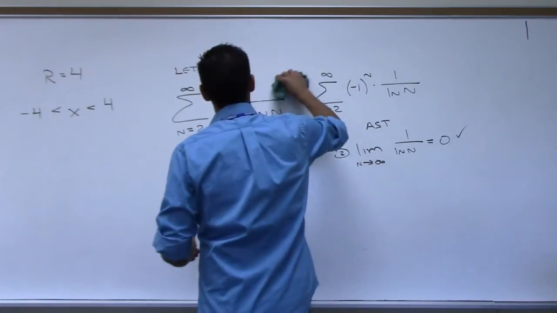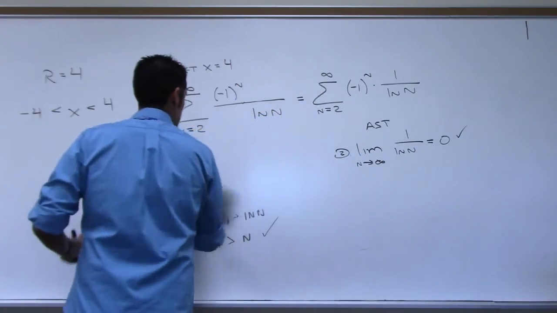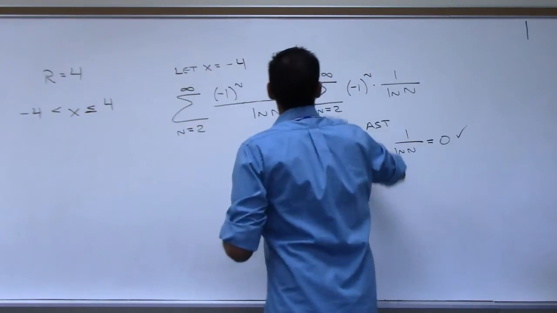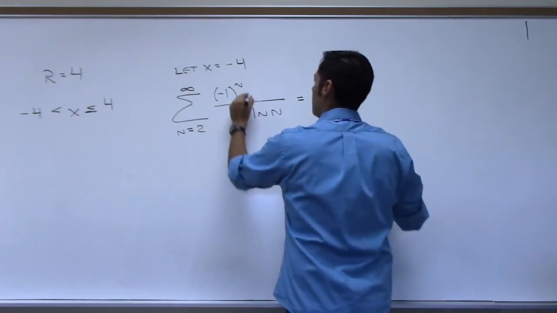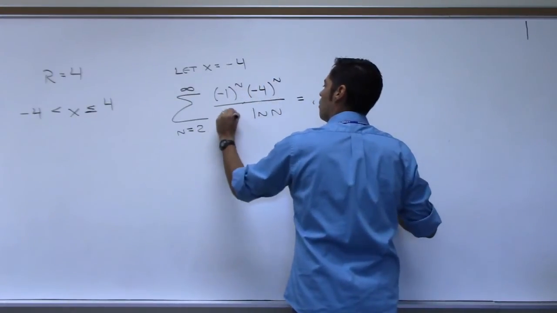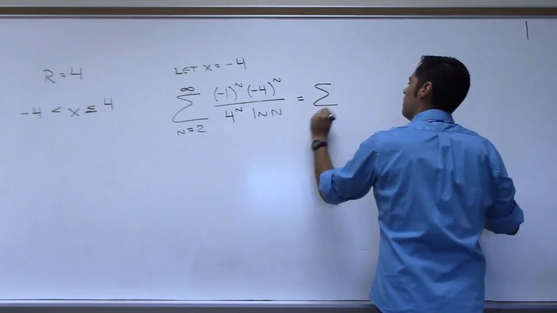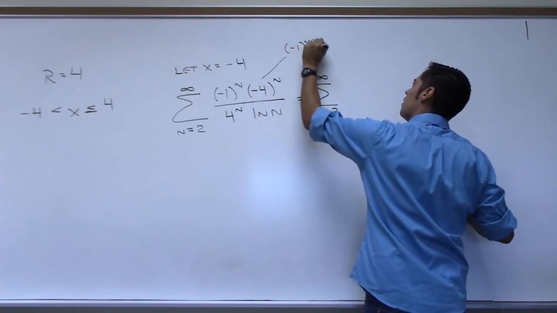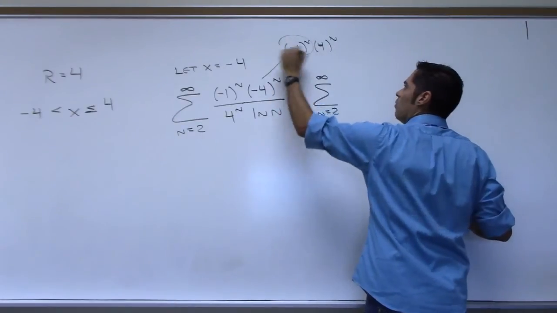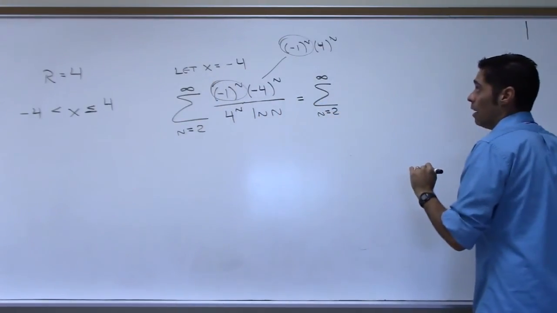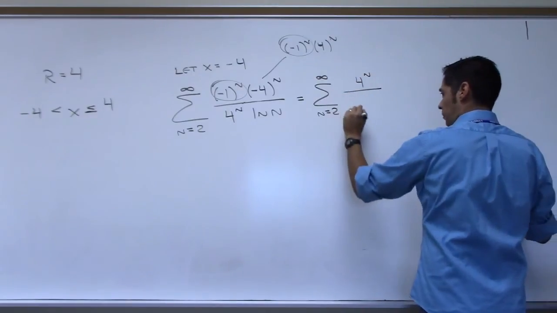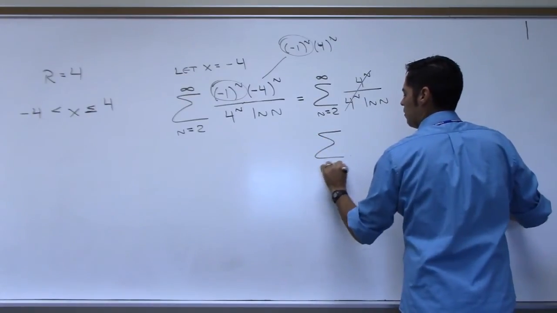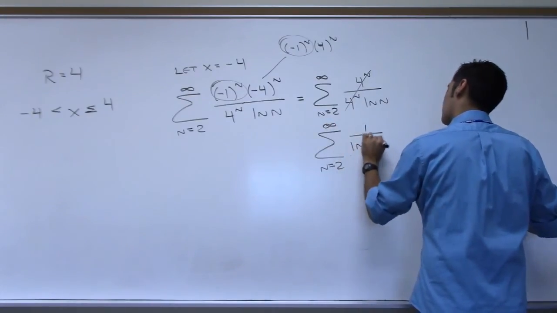Now if x is negative 4, some things are going to change. So let's try that. So if x is 4, that means I do want to include that. If x is negative 4, let's see how we change. It becomes up here negative 4 to the n, and then down here 4 to the n. And so when I redo this sum, I'm going to peel off on this a negative 1 to the n times 4 to the n. And this negative 1 to the n and this negative 1 to the n come together and become a 1. So I just get 4 to the n over 4 to the n natural log n. These cancel, sum n equals 2 to infinity of 1 over natural log n.